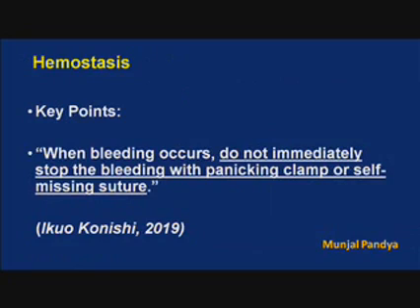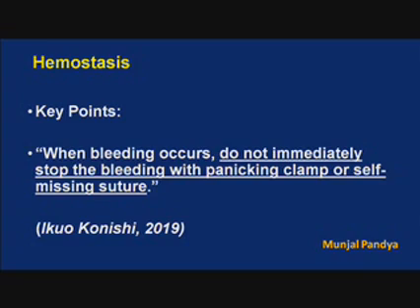Hemostasis is one of the most important points to be kept in mind with relation to the source of energy, application of energy, and the site. When stopping hemorrhage at the parametrial tissue of the uterus, always keep in mind that the ureters run very close to the bleeding point. When bleeding occurs, do not immediately stop the bleeding with a panicking clamp or blind sutures.